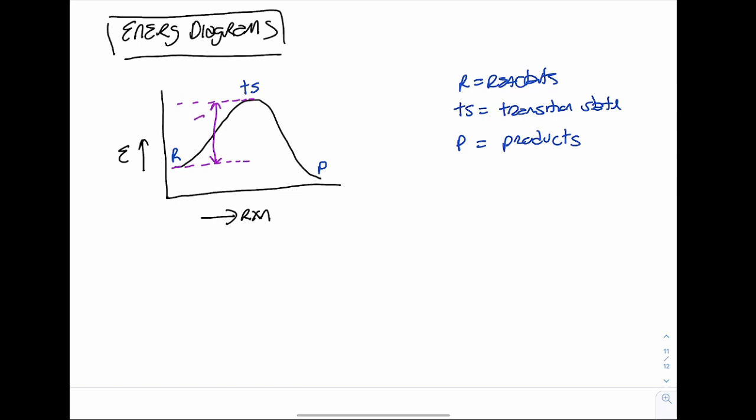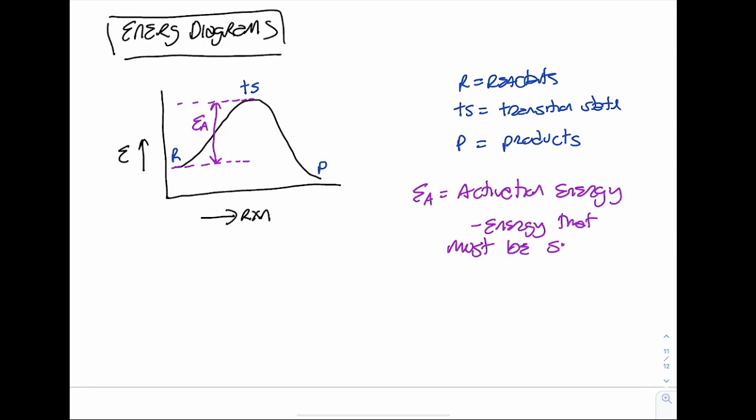Yeah, if you said activation energy, you're right. It's often abbreviated as a capital E with a subscript capital A. So EA here is my activation energy. And it's the energy that you need to put into our reaction to get from reactants to transition state. So it's the energy that must be supplied for the reaction to occur.